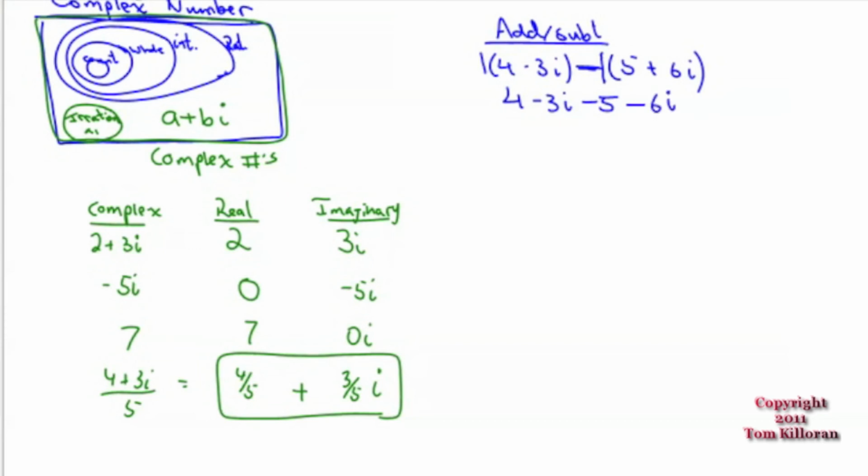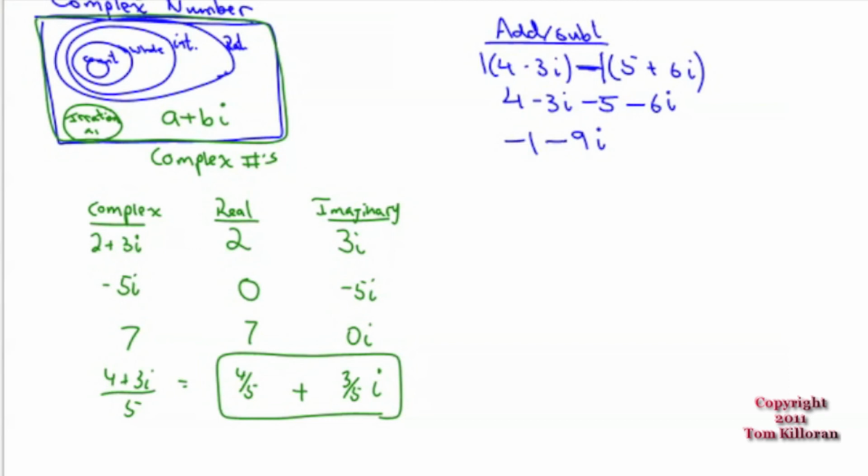What do you think you would do next? Combine like terms. 4 minus 5 is negative 1. What property allows me to do that? Commutative. And negative 3i minus 6i is negative 9i. What property allows me to do that? It's commutative, but there's an extra little twist to it.